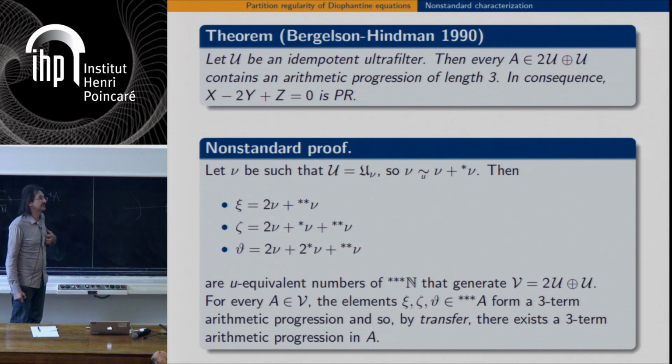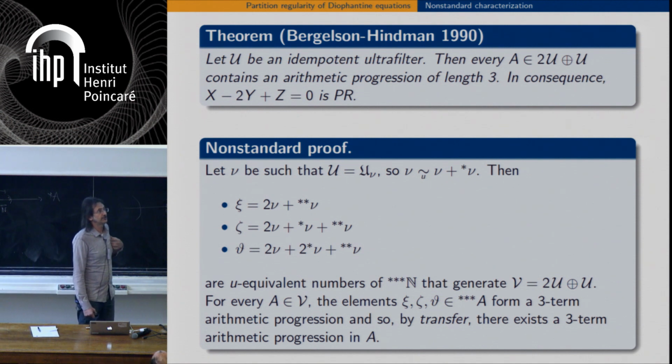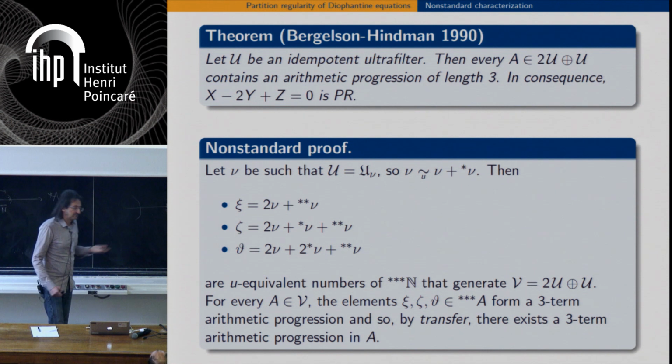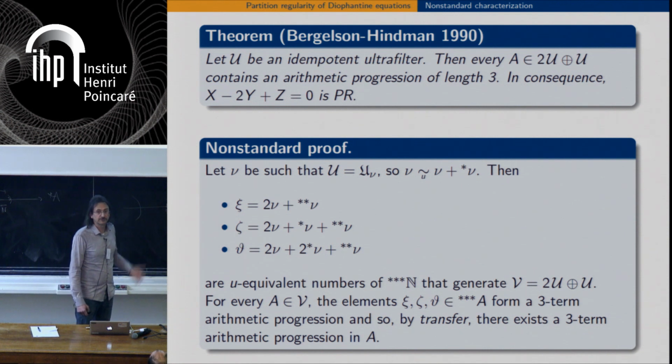This is a side remark by Bergelson and Hindman in a paper of theirs. If one takes an idempotent ultrafilter and takes this sort of linear combination, one obtains that every set in that ultrafilter contains a three-term arithmetic progression. And in this way, one can give an alternative proof of the partition regularity of that equation.